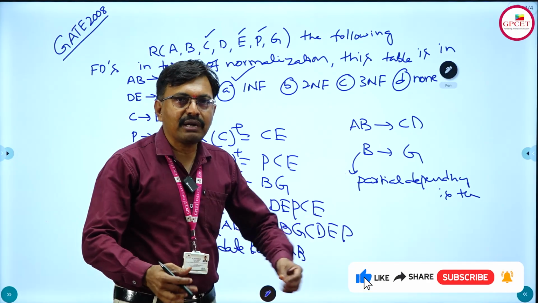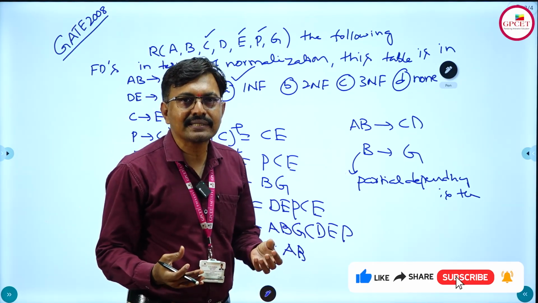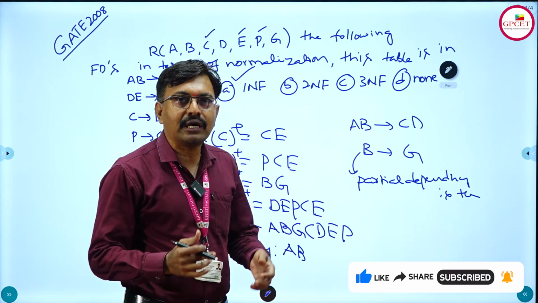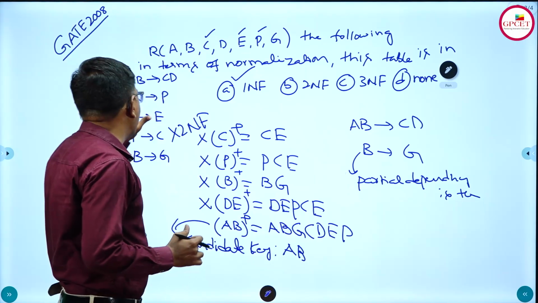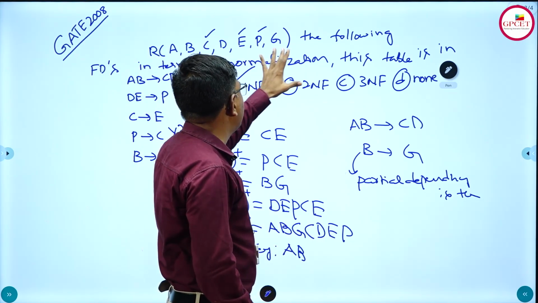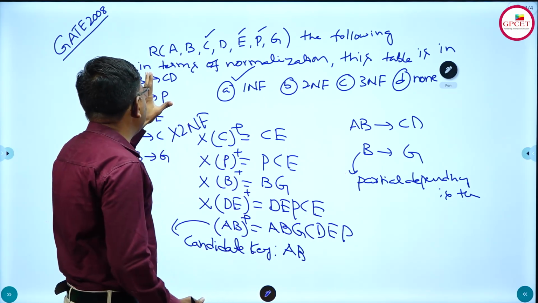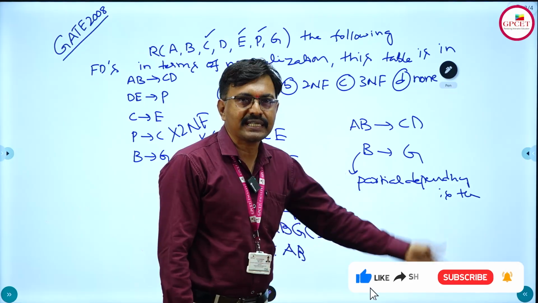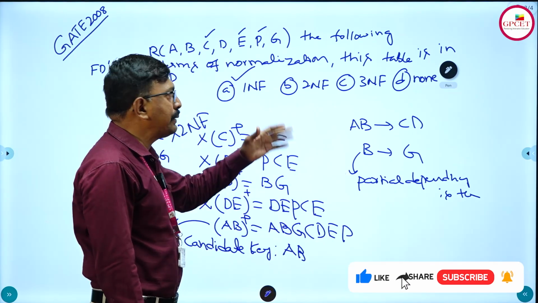Okay, what is second normal form? A relation schema R is in second normal form if every non-key attribute is fully functionally dependent on the primary key. Here, based on the problem, what is R of A, B, C, D, E, P, G? With the following functional dependencies, in terms of normalization, this table is in first normal form, second normal form, third normal form, or BCNF.